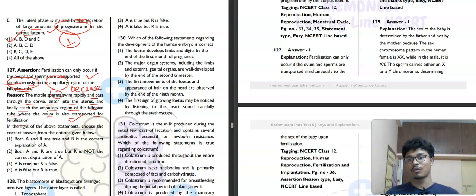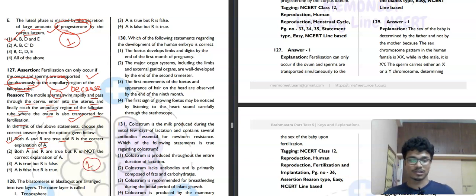That fertilization can occur only if the ovum and sperms are transported simultaneously to the ampullary region of the fallopian tube. Why? Because the motile sperms swim rapidly and pass through the cervix and enter into the uterus, and finally reach the ampullary region of the fallopian tube, where the ovum is also transported for the fertilization. So the reason is correctly verifying the assertion, that why they need to meet simultaneously, they need to be transported simultaneously to the ampullary region for fertilization to occur. So both assertion and reason are true, and reason is the correct explanation of assertion. So first option will be our correct answer for this question.